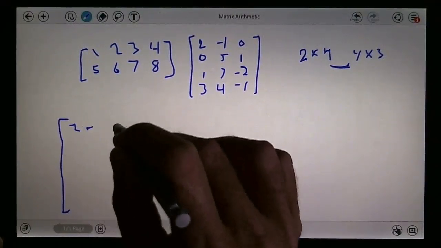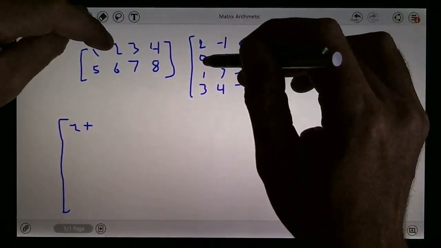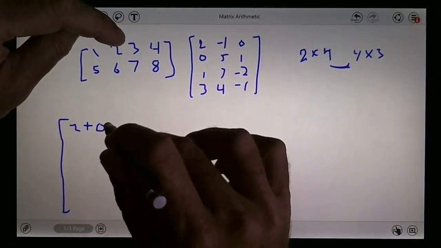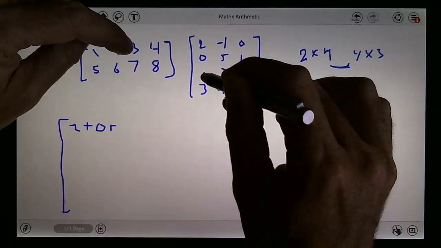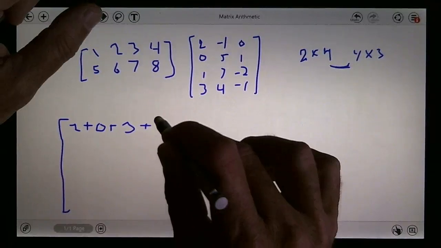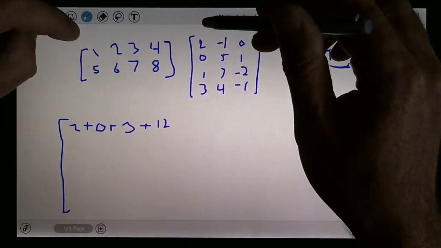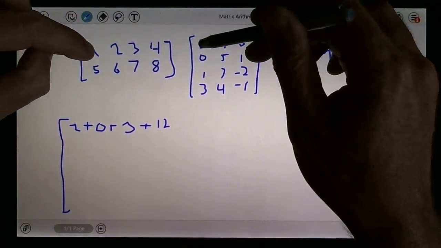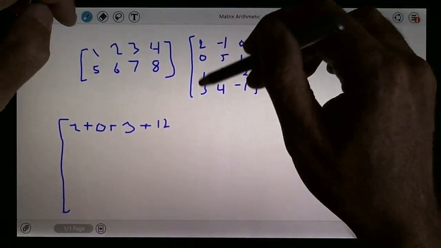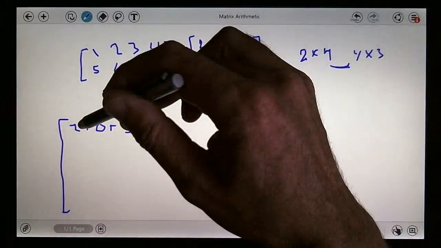And then add 2 times 0. And then add 3 times 1. And then add 4 times 3. So I'm working my way across this row and down that column. The first entries get multiplied together, the second entries, the third entries, the fourth entries. There's the same number here as there are there, so we don't run out of one too soon. So you do those multiplications and you add the results.